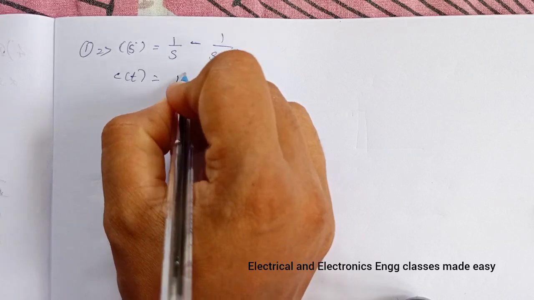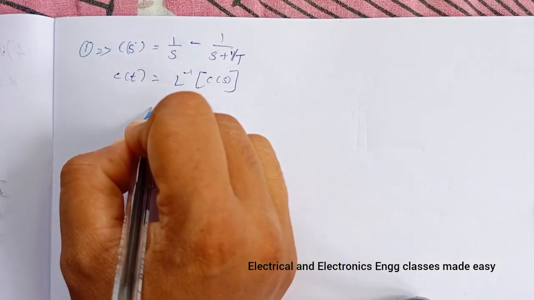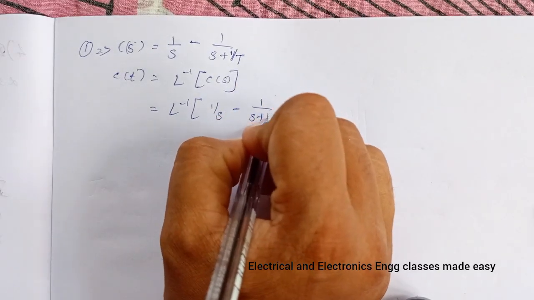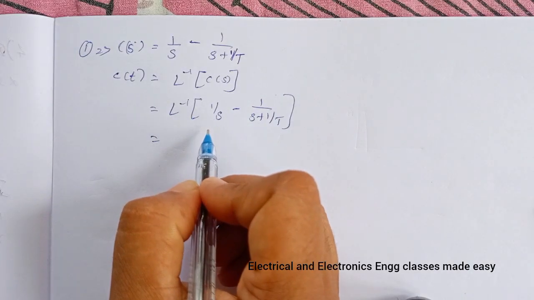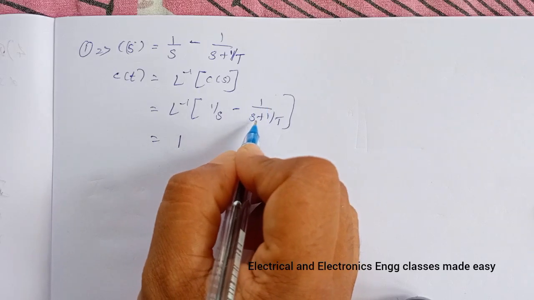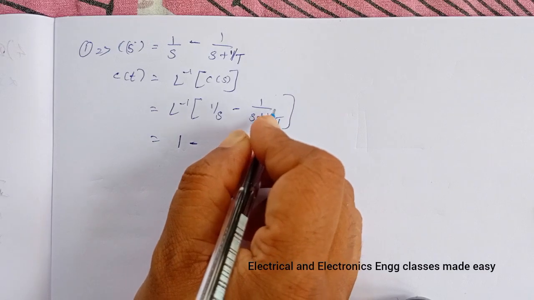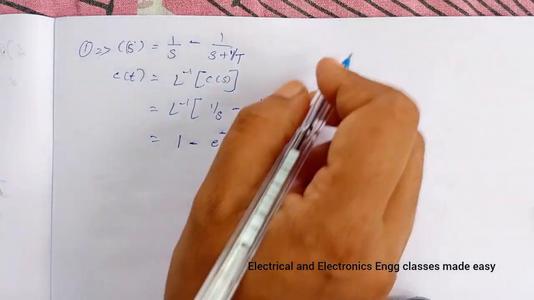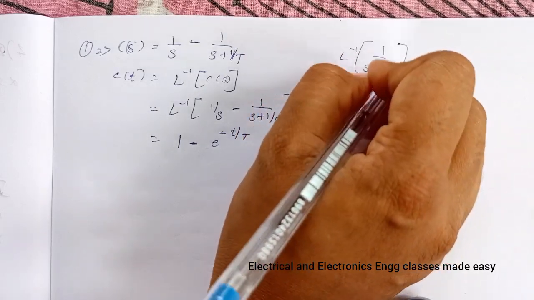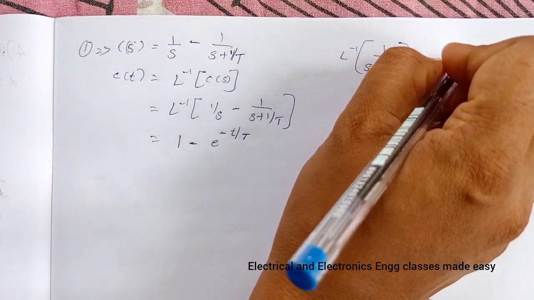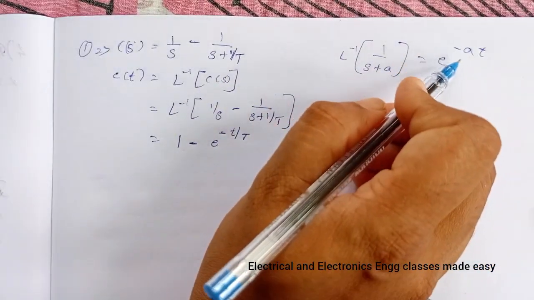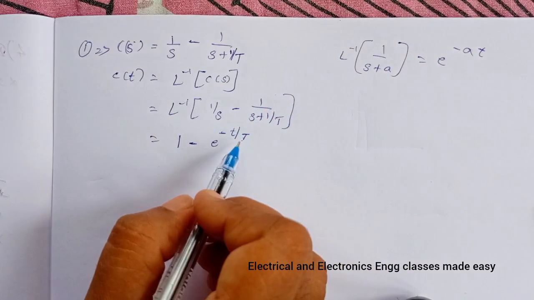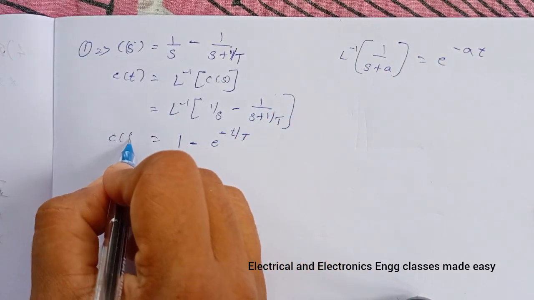So C of t is the Laplace inverse of C of s, and we get the Laplace inverse of 1 divided by s minus 1 divided by s plus 1 by T. So the Laplace inverse of 1 by s is 1, and the Laplace inverse of 1 divided by s plus 1 by T is e raised to minus t by T. Here, the Laplace inverse of 1 divided by s plus a is e raised to minus a t, so here a is 1 by T. So we get minus e raised to minus t by T. So this is C of t.